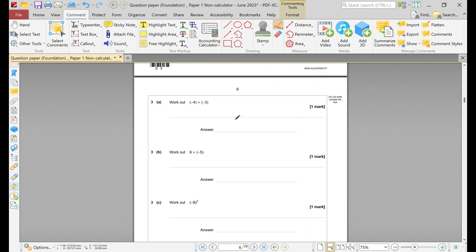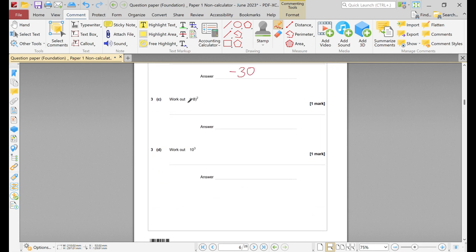Minus 4 times minus 3. Well, it's a minus times a minus, so it's a plus. 4 times 3 is 12. So it's going to be plus 12, or you don't need the plus there if you don't want it. 6 times minus 5 is a positive times a negative, so it's going to be a negative. 6 times 5 is 30, so it's going to be minus 30.